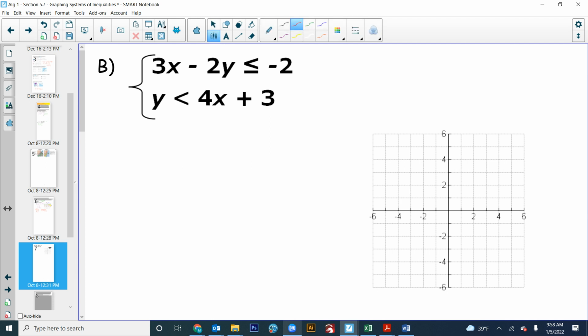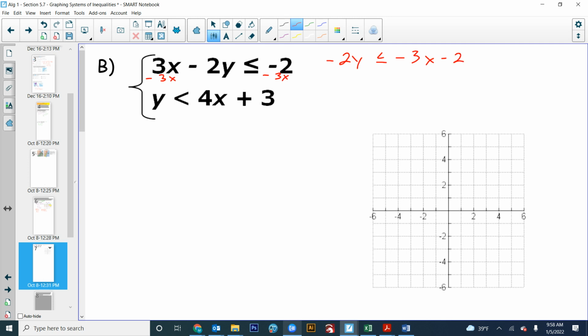Alright, do we all agree we're gonna have to solve the top one for y first? Are we moving the y's over or the x's over? So we'll have to subtract 3x from both sides. Is that 2y negative or positive once that 3x gets moved over? Negative 2y is less than or equal to negative 3x minus 2.